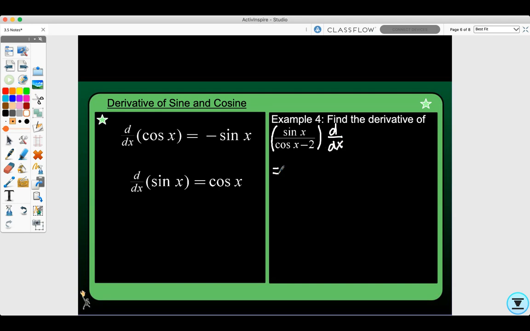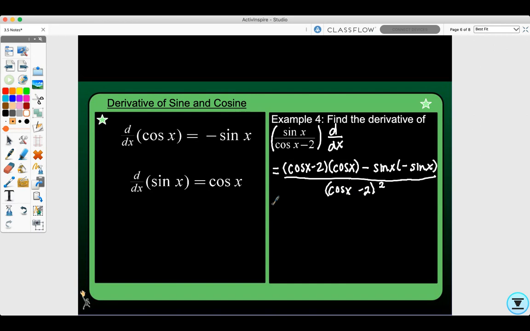Okay, so that would equal, we would have to use our quotient rule because that is a quotient. So it would be the denominator, which is cosine x minus 2, times the derivative of the numerator, which is the derivative of sine x is cosine x, minus the numerator, which is sine x, times the derivative of the denominator, and the derivative of cosine x is negative sine x. The derivative of minus 2 is 0, so it would just be times negative sine x, all over cosine x minus 2 all squared.